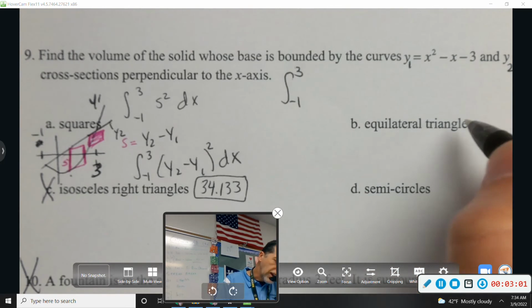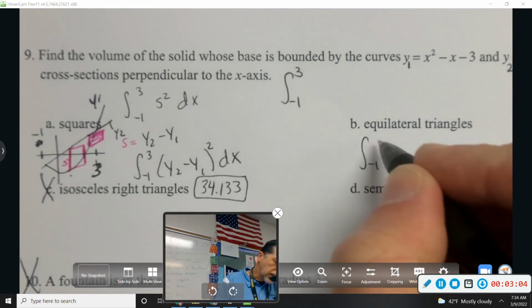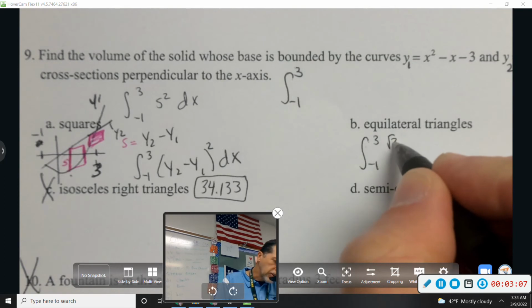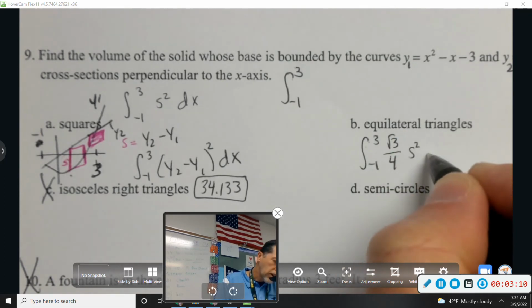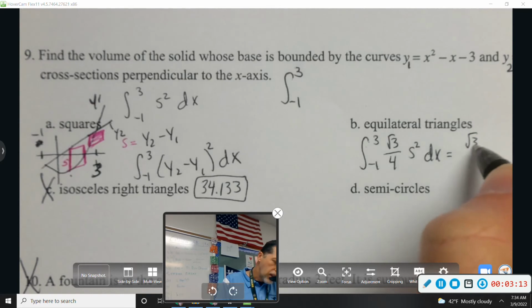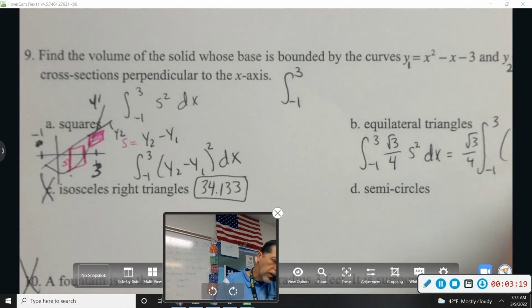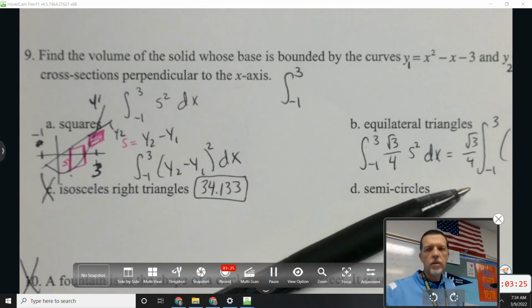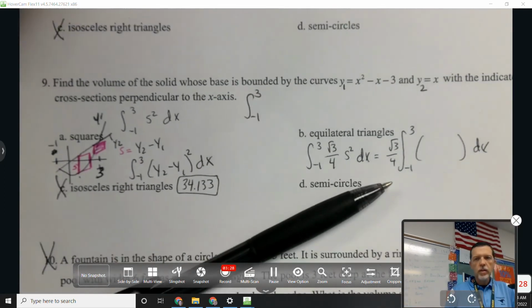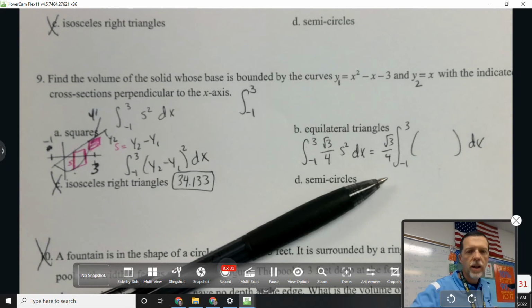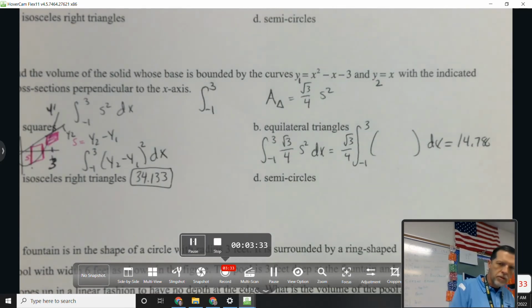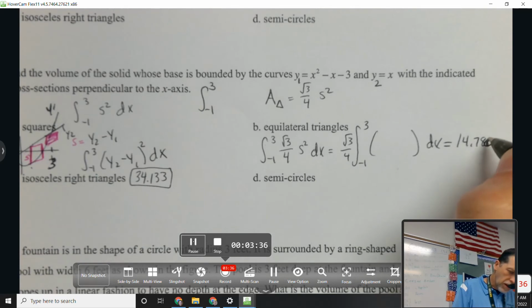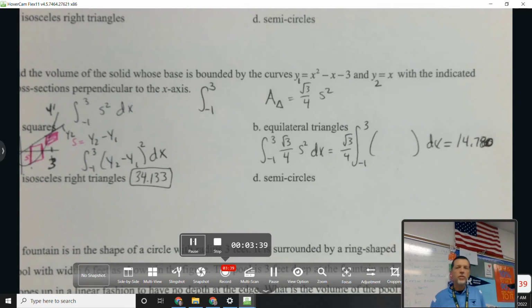For an equilateral triangle, again, -1 to 3. The formula for an equilateral triangle, though, is √3/4 s squared. -1 to 3, √3/4 out front. We already know what s is. We have an expression for that. So I'm going to press pause. Why don't you see if you can put all the stuff in the calculator the right way, come up with an answer. 14.780 for the area, or the volume, with equilateral triangles.